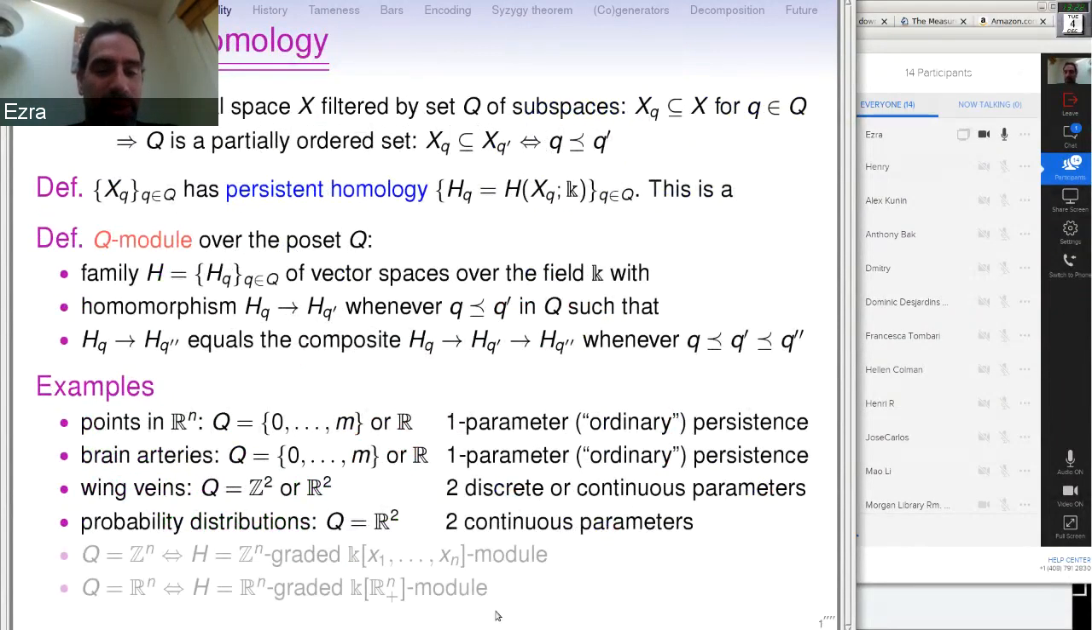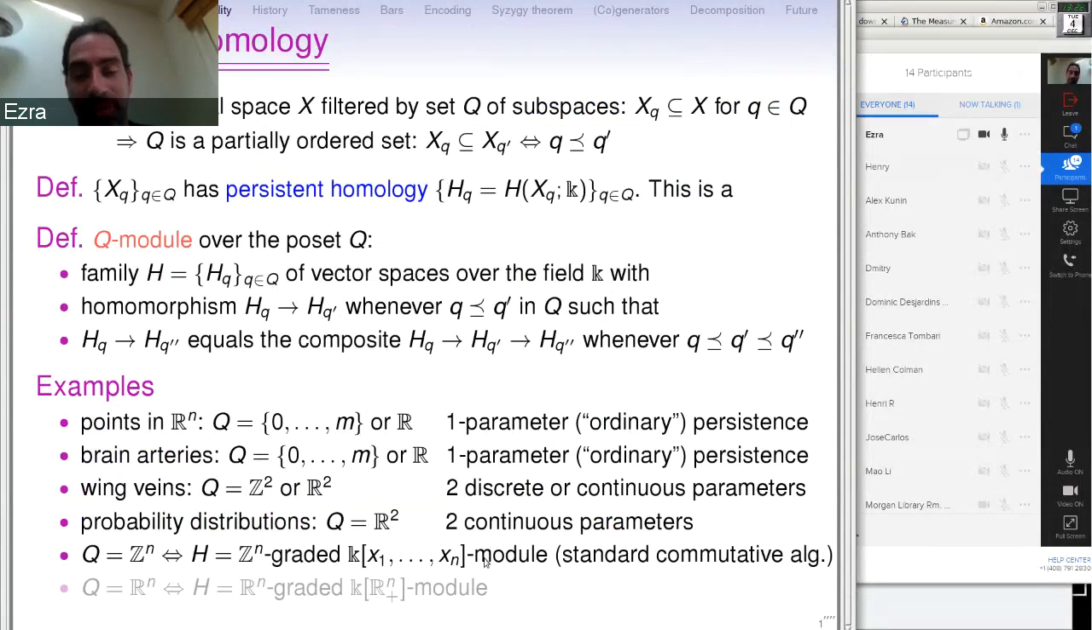That's kind of a standard picture. And just a couple of comments. If you take the poset to be Z^n, then the module H is a Z^n-graded module over the polynomial ring in n variables. That's the same thing. It's not just an equivalence of categories or something like that. A Z^n module is the same thing as a Z^n-graded module over the polynomial ring in x1 through xn. When you move up in the ith direction, that's multiplication by xi. And similarly, that's standard commutative algebra.